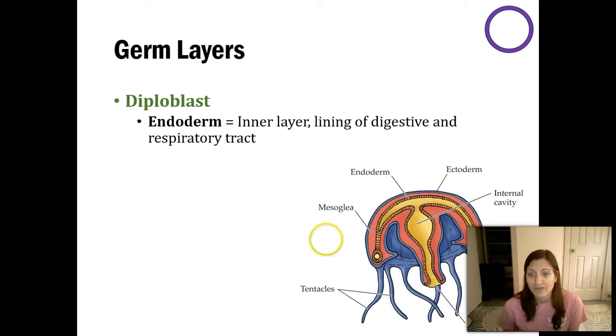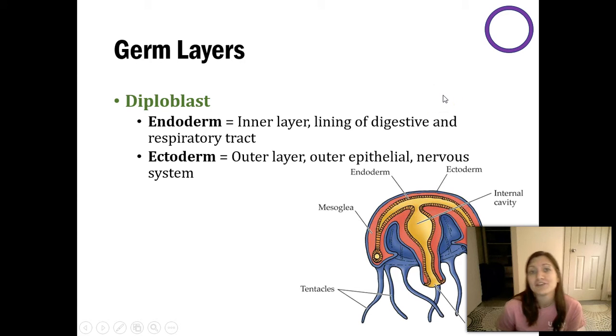If you look, this is an example of a jellyfish, which are examples of diploblasts. The yellow squares represent our endoderm. This is lining the internal cavity. In a jellyfish, the internal cavity is essentially the gastro cavity. This is where they're digesting their food.